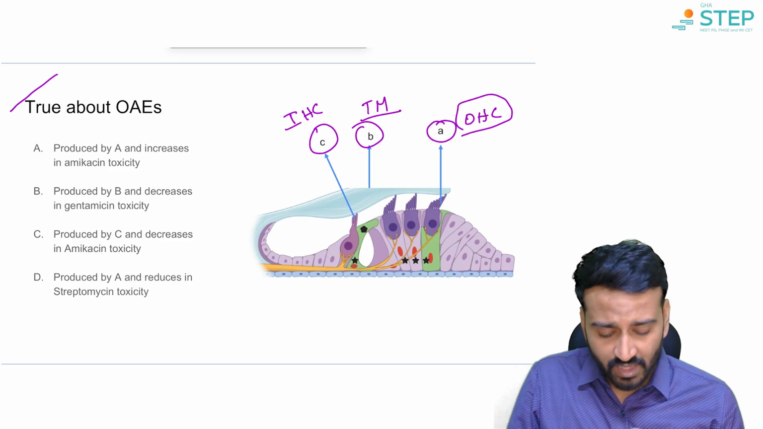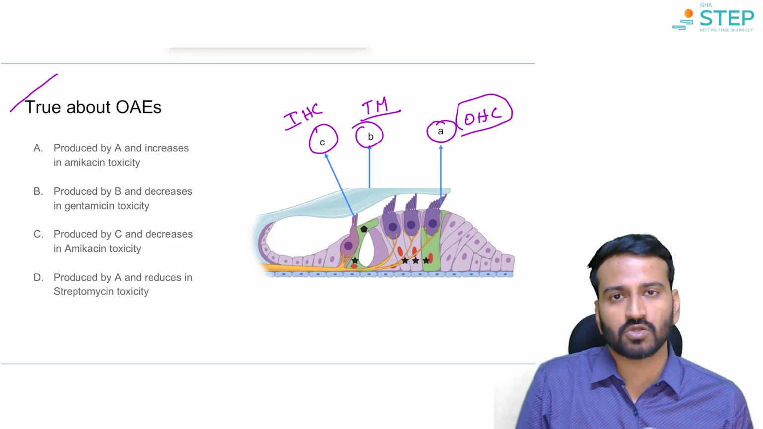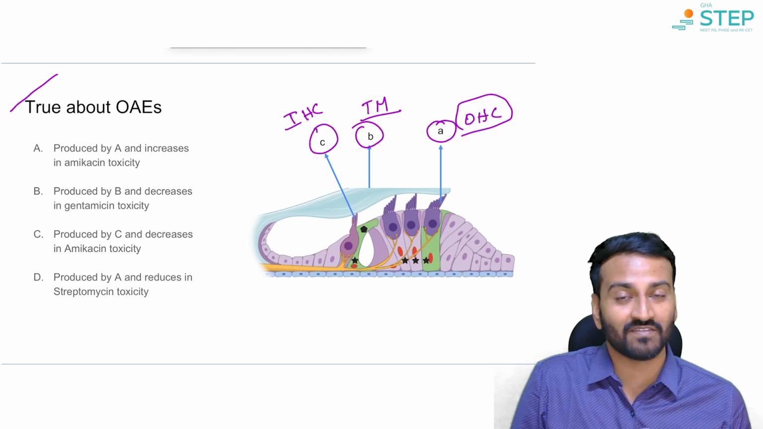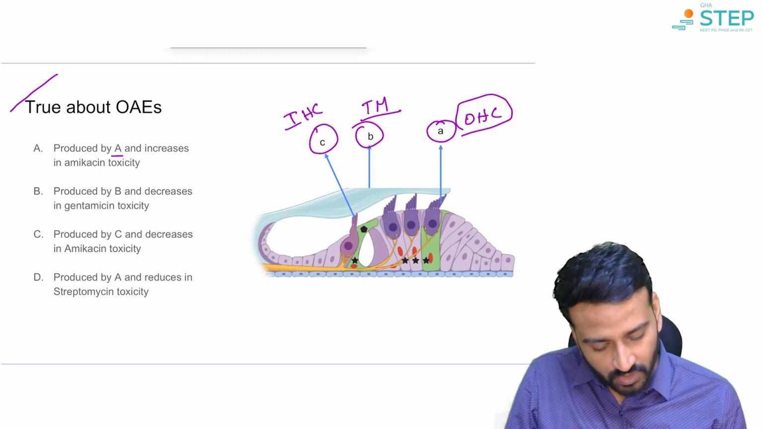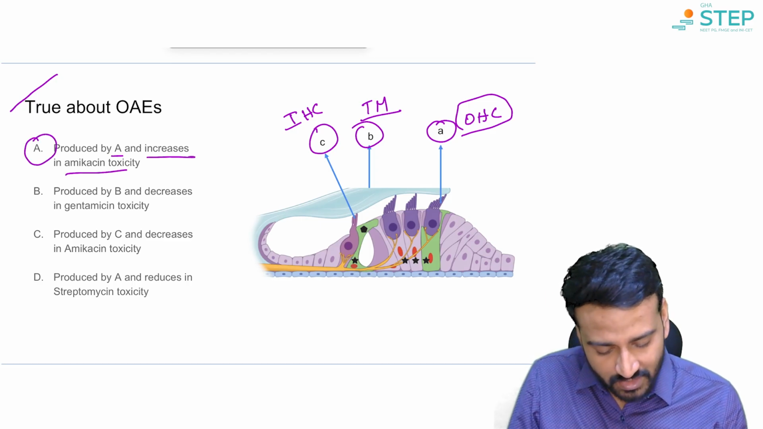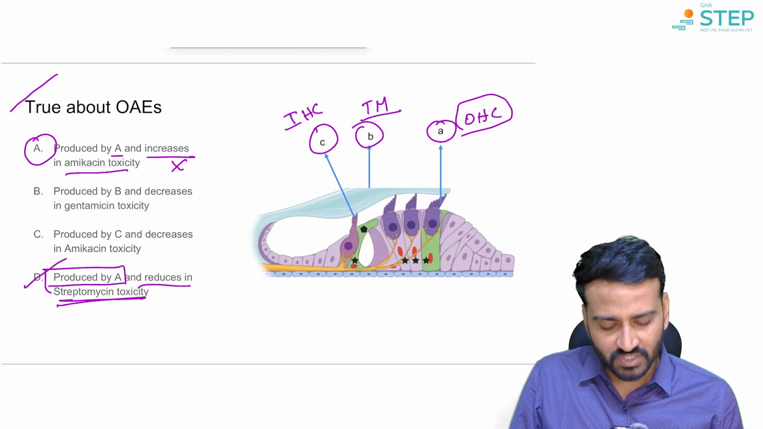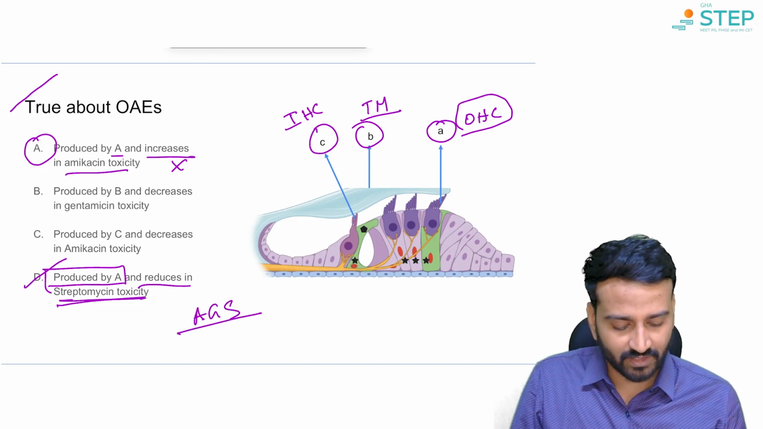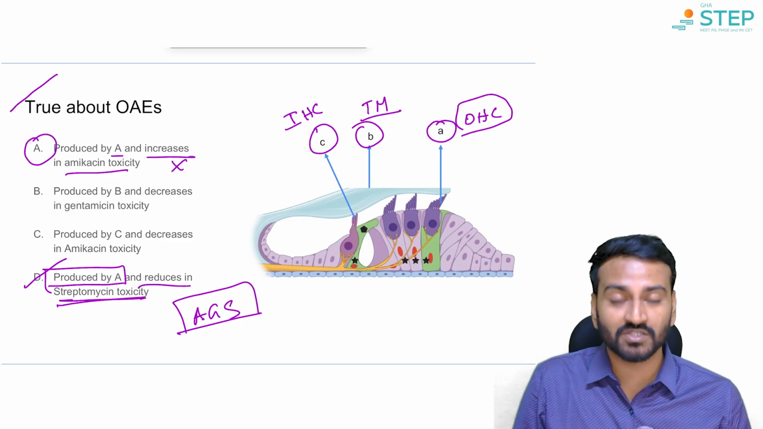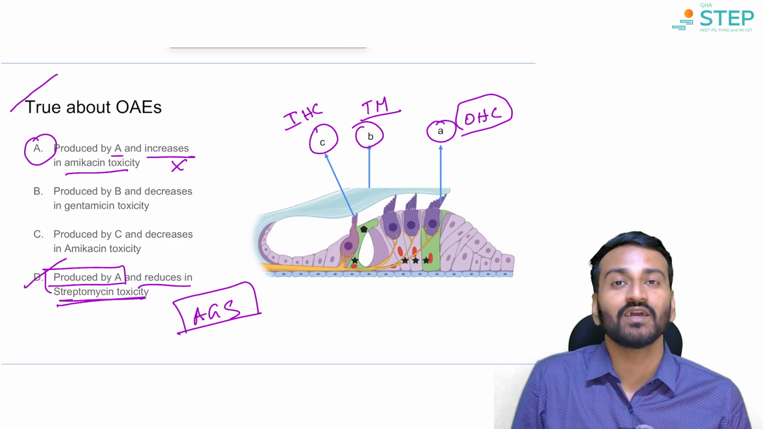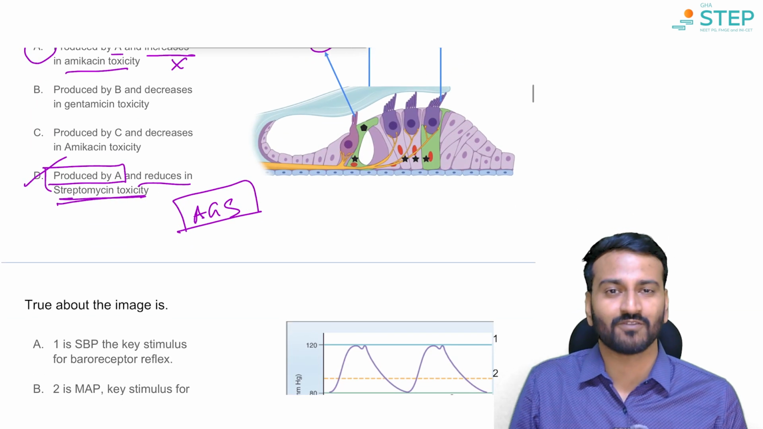In the options, the question is asked, what will happen if there is some drug toxicity? Usually if there is a drug toxicity, what happens? The cell dies or malfunctions and there will be a decrease in its activity. Let us see. Produced by A, yes, correct. Increases in toxicity? No. Produced by A. Yes, correct, and reduces in streptomycin toxicity. What is streptomycin? Streptomycin is an aminoglycoside. Okay, they damage the outer hair cells, and hence these otoacoustic emissions can be used to monitor the toxicity also, but it's a very lengthy and complicated process just to find out whether the drug is causing toxicity or not. Okay, we better take care of the doses.